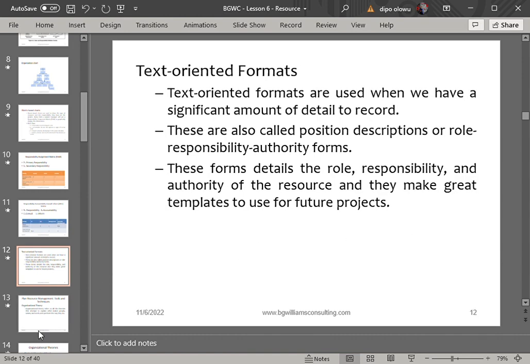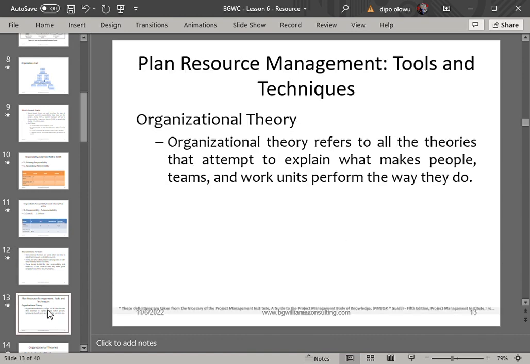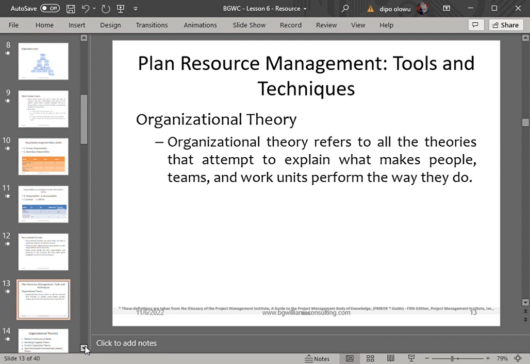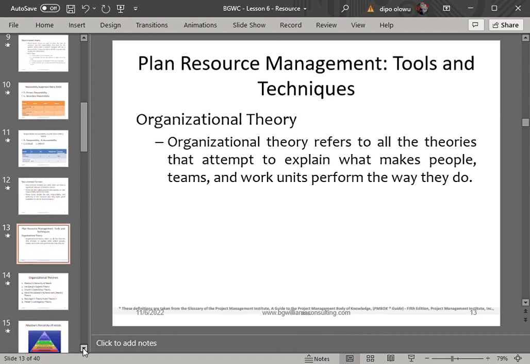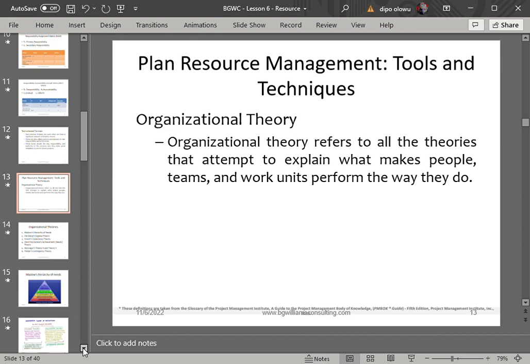Then the next one is we want to look at organizational theory. Why do we need to look at organizational theory? Because it is very important for you to know as a project manager why organizations behave the way they do. Why is it that the people you are going to bring on board in your team to work with you have the kind of mindset they have? That is the organizational theory.